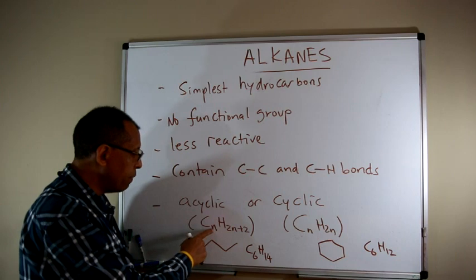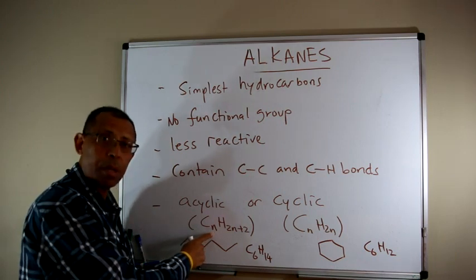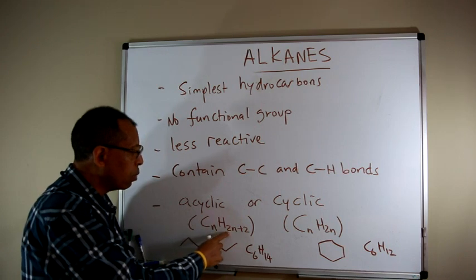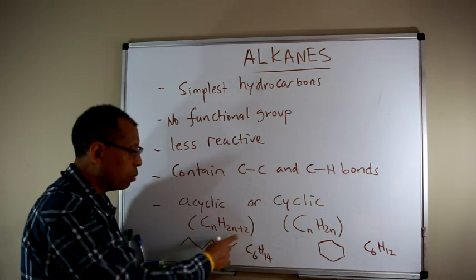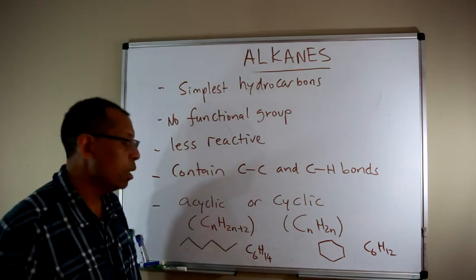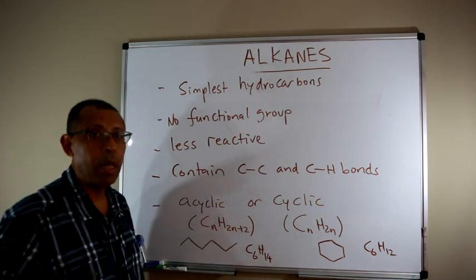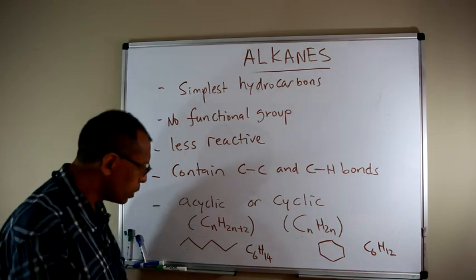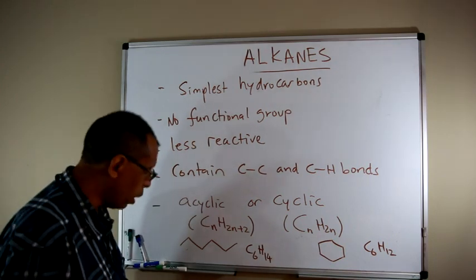So if you have a 5 carbon chain, it will be C5. 2 times 5 is 10, 10 plus 2 is 12, so it is a C5H12 compound. So this general formula is applicable for all alkanes, regardless of their chain lengths.